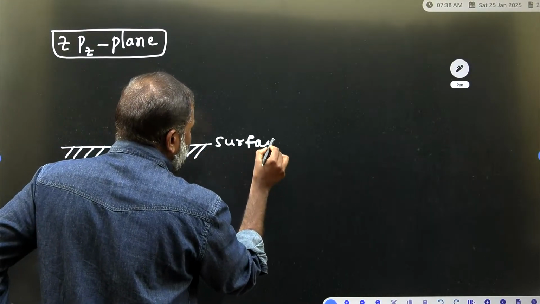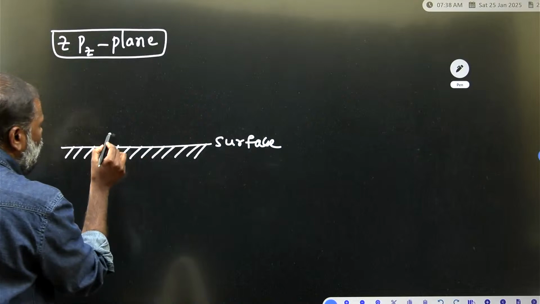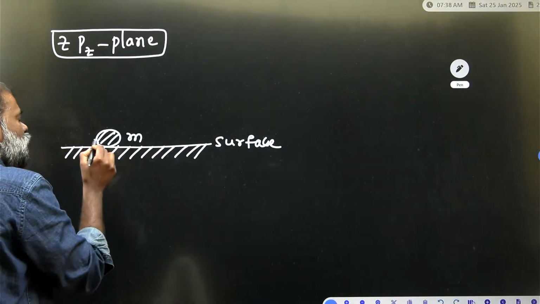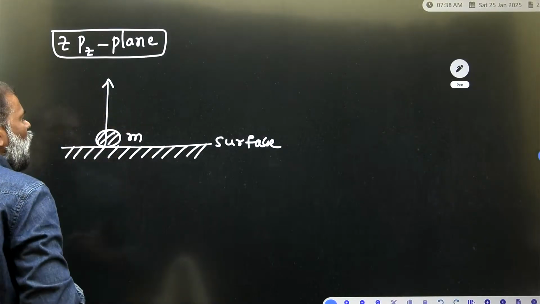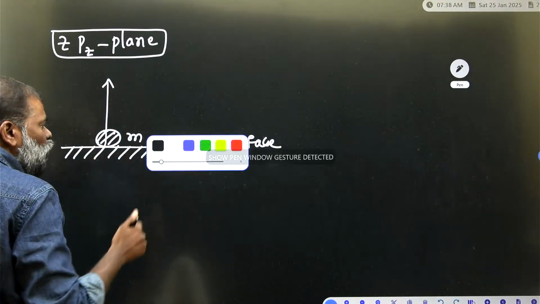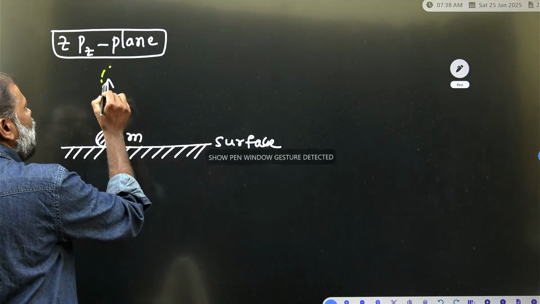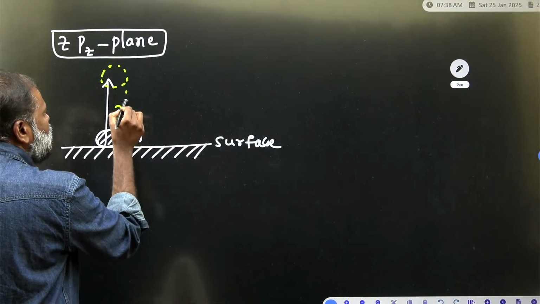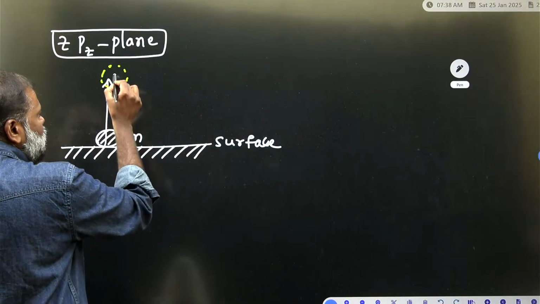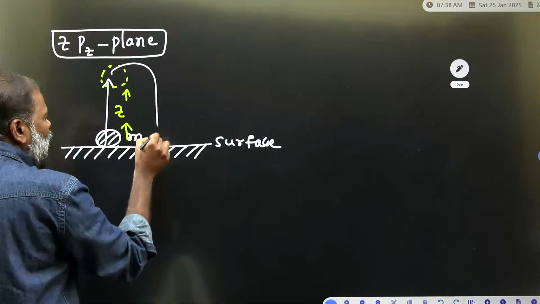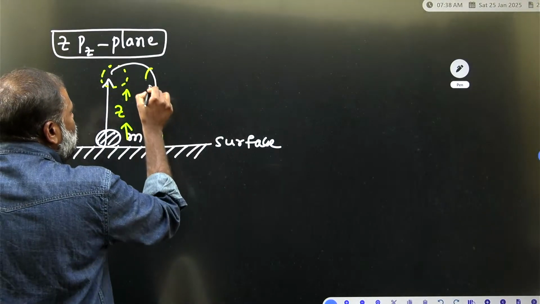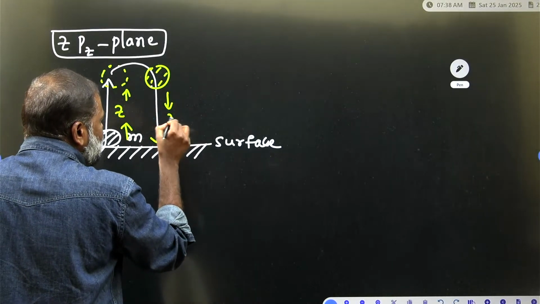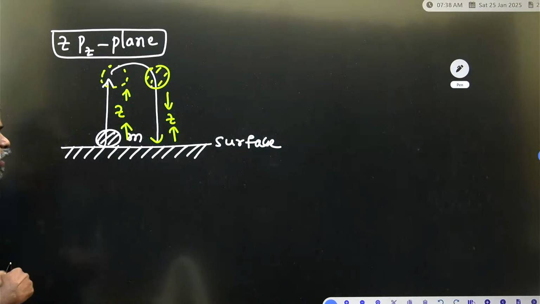Now you take one ball of mass m. You bounce the ball, so what will happen? The ball is going to move in the upward direction, up to a height h. This ball cannot stay up every time. It is going to come back in the reverse direction.